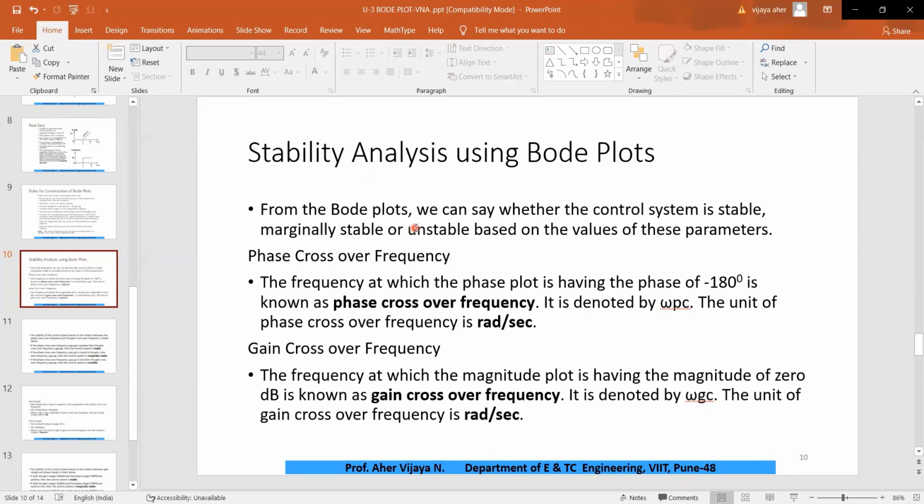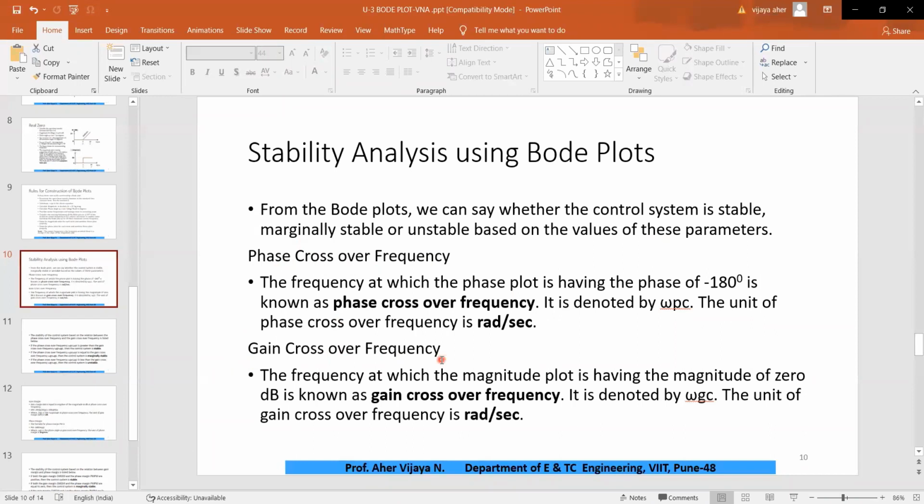So stability analysis, please write important points only from the Bode plot. You can say whether the control system is stable or unstable or marginally stable based on the values of these parameters. Okay, so what are the parameters? Now these are the parameters. First parameter is nothing but phase crossover frequency. Second parameter is nothing but gain crossover frequency.